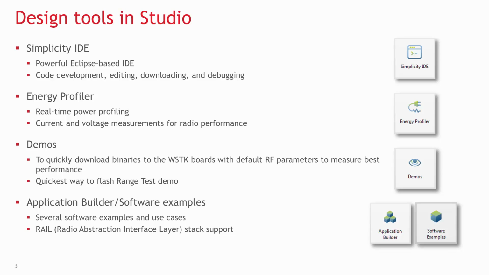The Application Builder software examples icons help to significantly reduce the software design cycle. With these tools, you can create and configure your application framework, including RAIL, generate radio configuration, and create a complete C project. Also, starting with these tools, you can customize the range test demo or the RAIL test application lab software.